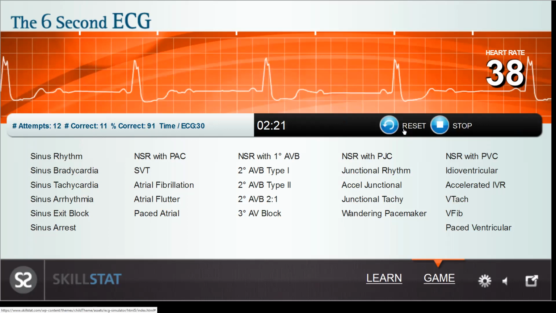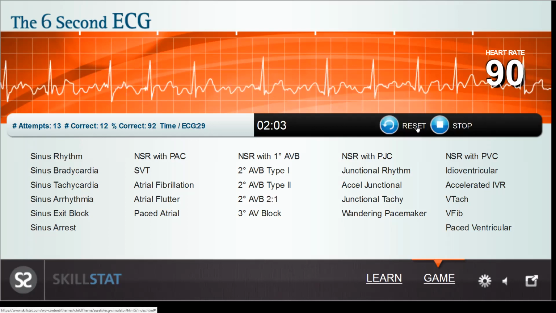More P waves and QRSs. So I'm going to see if the PR intervals are constant. So this PR interval looks the same as this PR interval, looks the same as this PR interval, looks the same as this PR interval. So this is second degree type 2. But there's 2 P waves in front of every QRS. So this is 2-to-1. What's the treatment? Pacemaker.